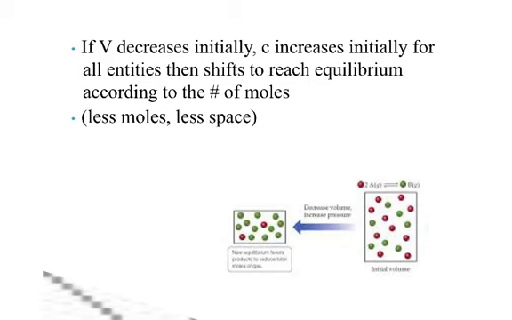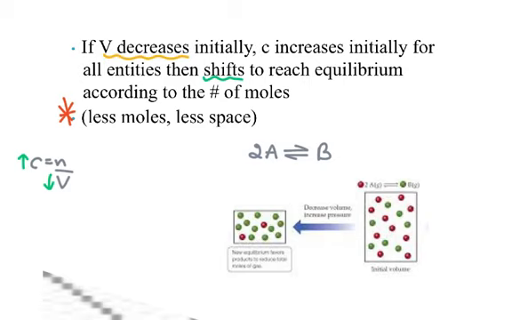Same thing over here. If we have a volume decrease, again, if we consider our C equals n over V, if we decrease volume, we're going to have an increase in concentration. So we're going to have everything increase in concentration initially, then we're going to have a shift. And again, this particular shift is less space, less moles. So going back to my equilibrium again, we have our 2A in equilibrium with our B.